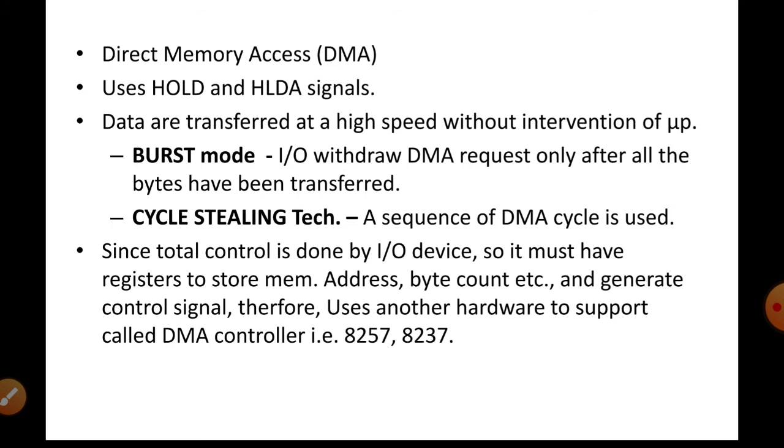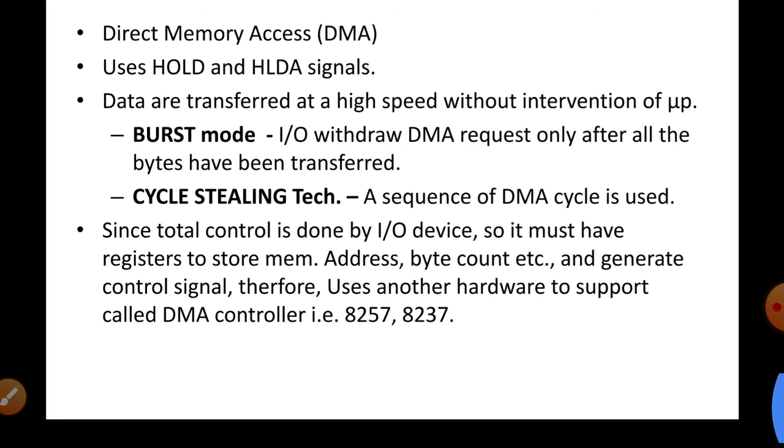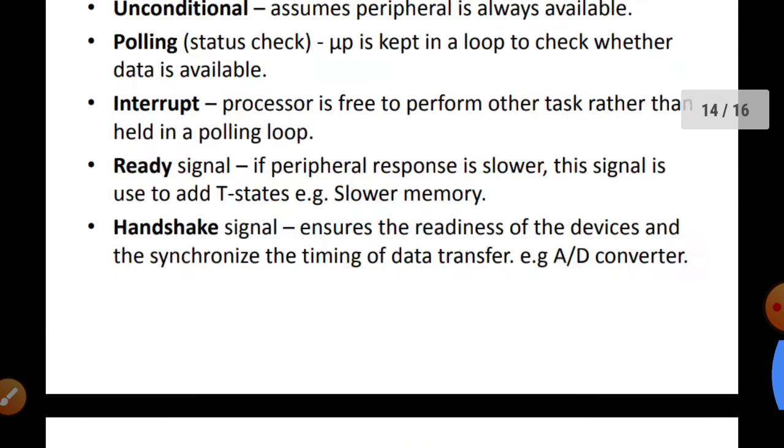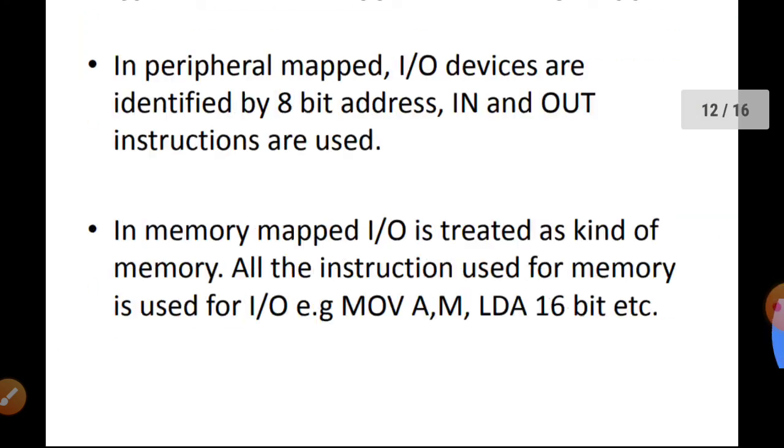Now, it works in two modes. One is burst mode and the other is cycle stealing technique, which we will explain later when we discuss more about DMA. Since in the peripheral control data transfer scheme the total control is with the input output devices, that controller must have its own register, counter, as well as the ability to generate control signals, so that it will be able to transfer the data. So, that is all about the different data transfer schemes which are used in 8085.